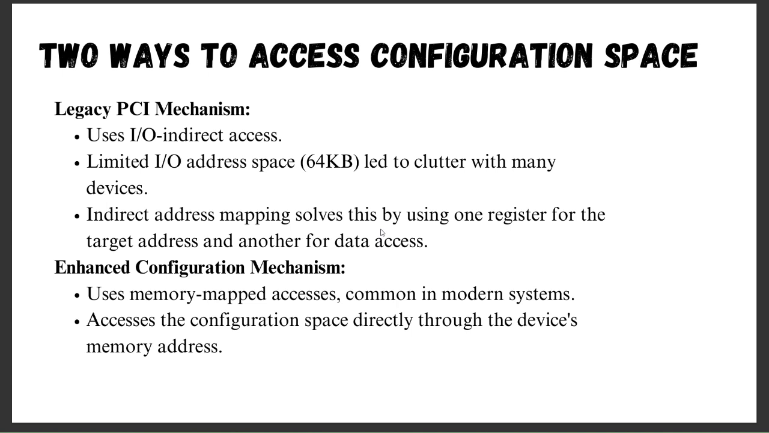The problem with older systems was that there was not enough IO address space. Only 64 KB was available for IO. By the time PCI came, the space was cluttered with many devices. To solve this, PCI used a technique called indirect address mapping. This means that instead of assigning each device a separate IO address, the system uses one register for the target address and another register for the data being sent to or read from that address.